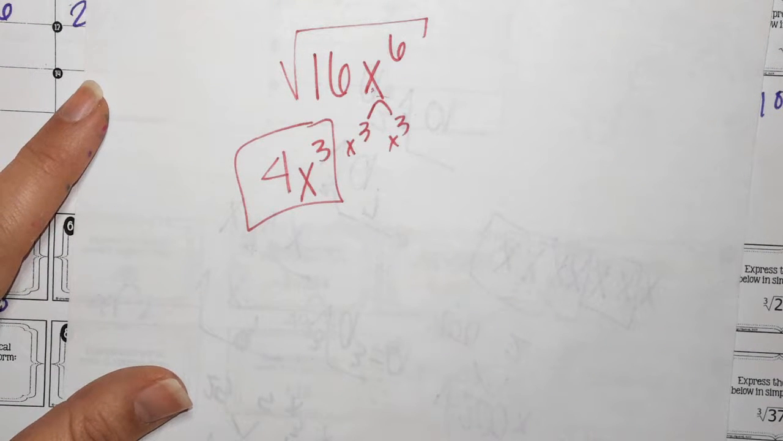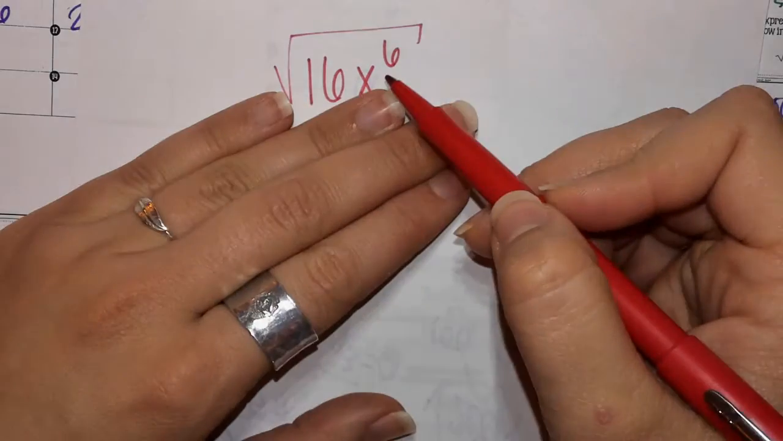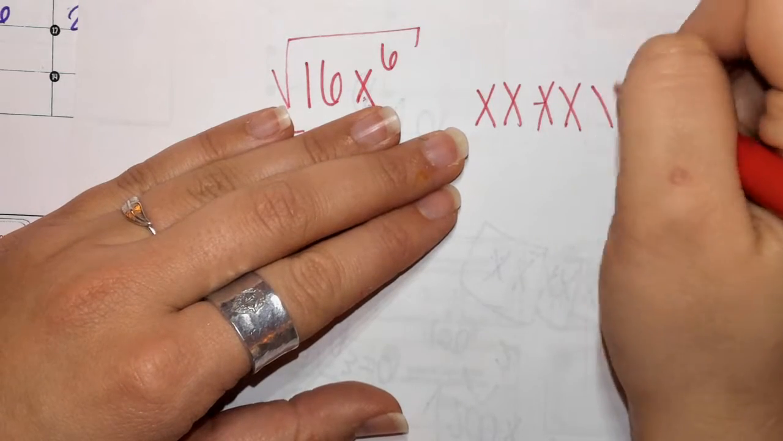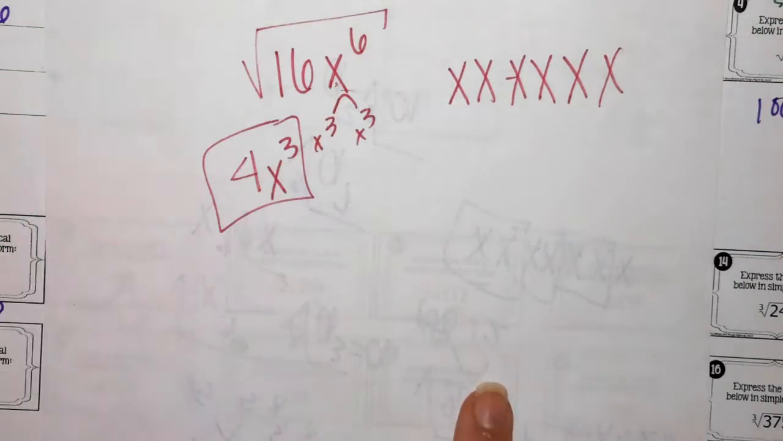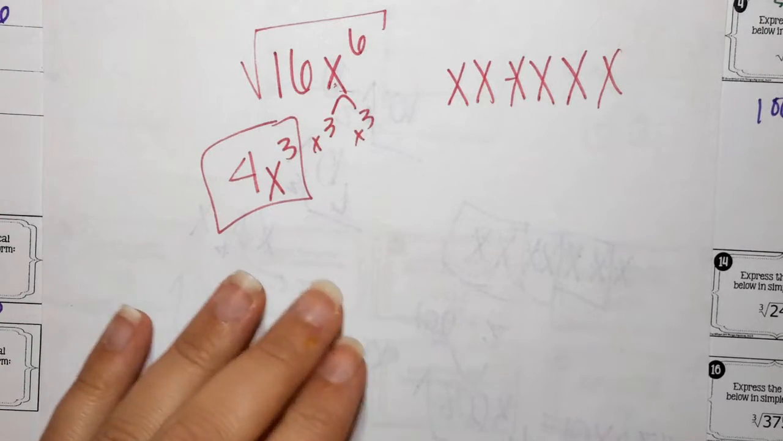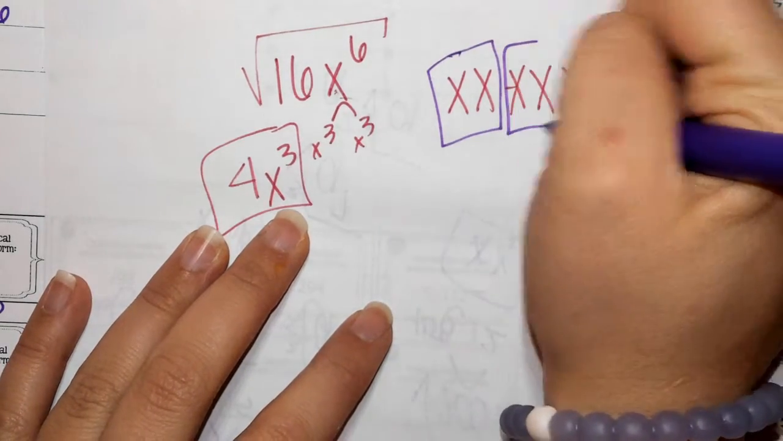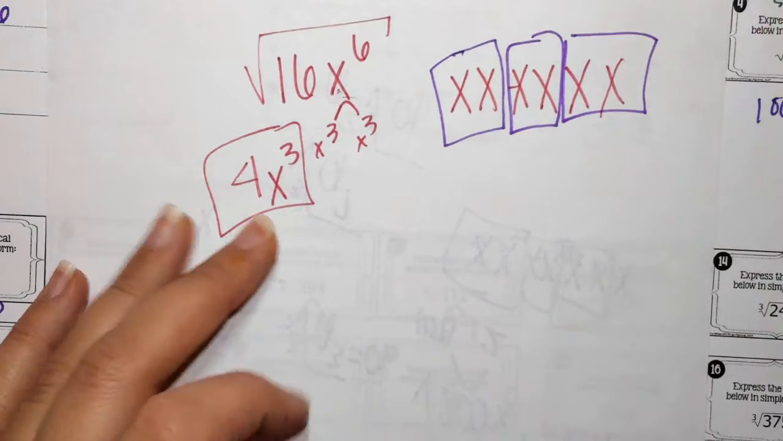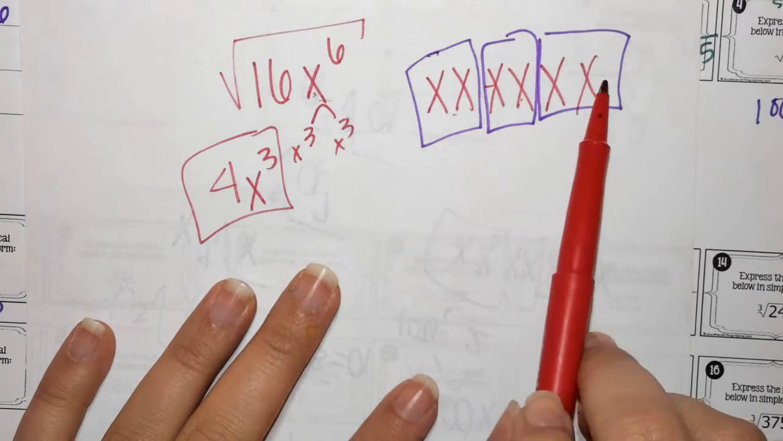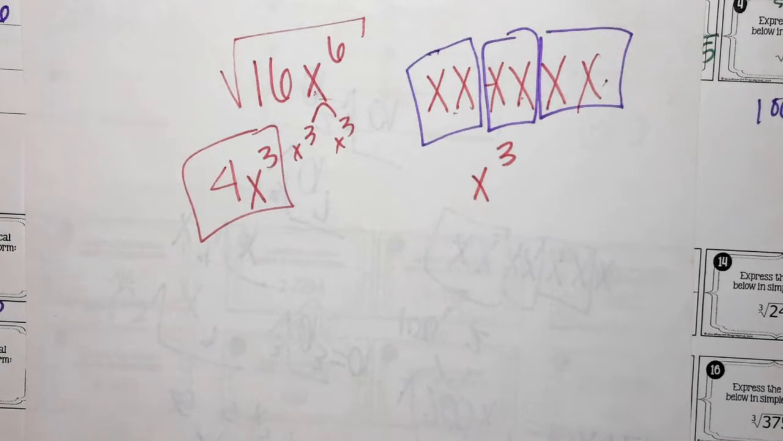Now, the reason is, how many x's do I have? 6. So 1, 2, 3, 4, 5, 6, right? It's the square root, so how many of each thing do I need? I need 2. So I have 2, 2. You held up 3 fingers. 2. Okay. So how many of the sets do we have? We have 3. So that's where it becomes x cubed.